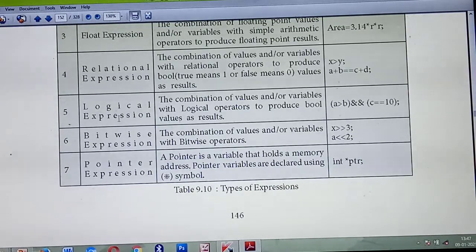Okay. So logical expression, this expression will also contain values and variables along with logical operators. Okay. So what are the logical operators? And, or, not. And is given by the ampersand symbol. And is given as and, or, and not.